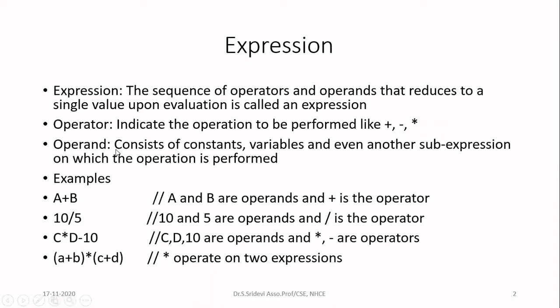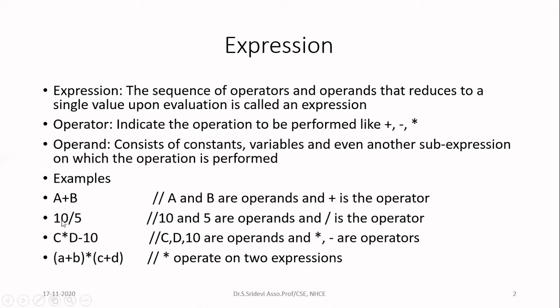And the operand is going to have constants or variables. Sometimes it will even have sub-expressions on which we are going to perform the operation. So we will see some examples for the expressions. First expression is a plus b. So here a and b are the operands. They are nothing but variables and plus is the operator.